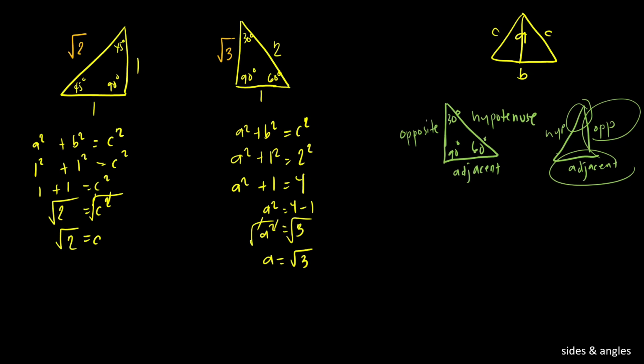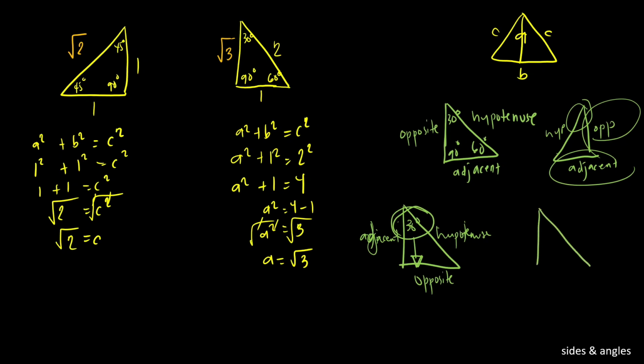So for example, we focus on the 30 degree. So here is the opposite. Here is our adjacent. Here is our hypotenuse. Now if we're going to focus on our 60 degree, here is our opposite, here is our hypotenuse, and here is our adjacent.